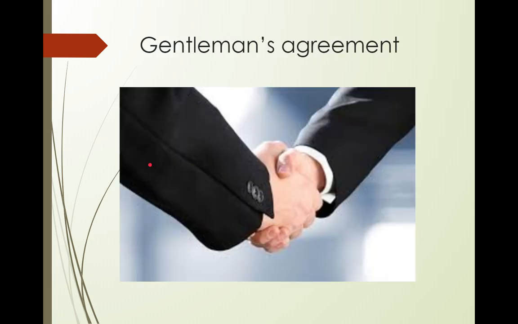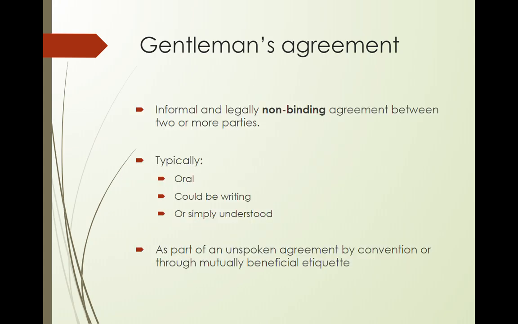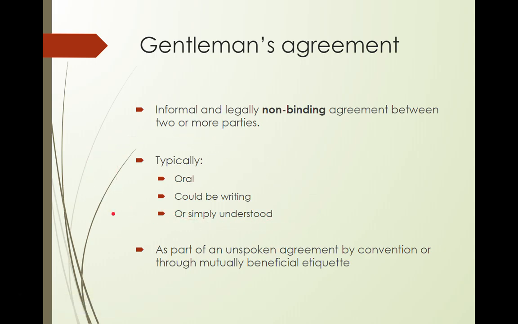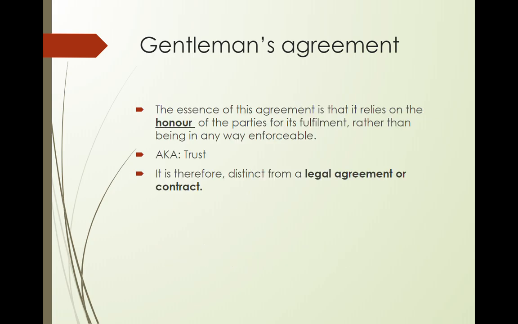Then we want to look at something called the gentleman's agreement, and you should be aware of what a gentleman's agreement is. A gentleman's agreement is an informal and legally non-binding agreement between two or more parties. Normally it's made orally, it could be written, or simply just made aware of and understood. So both of these parties just agree to certain things that they have spoken about. The essence of this agreement is that it relies on the honor of the parties for its fulfillment, rather than being in any way enforceable.